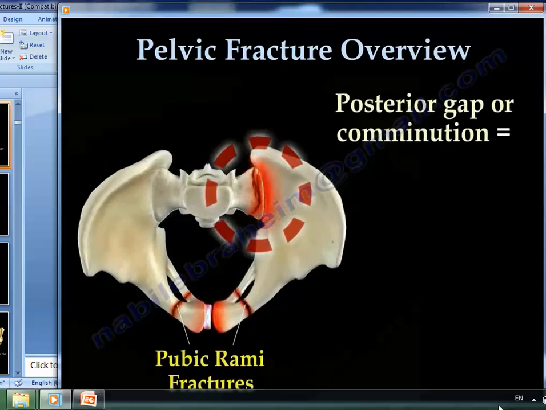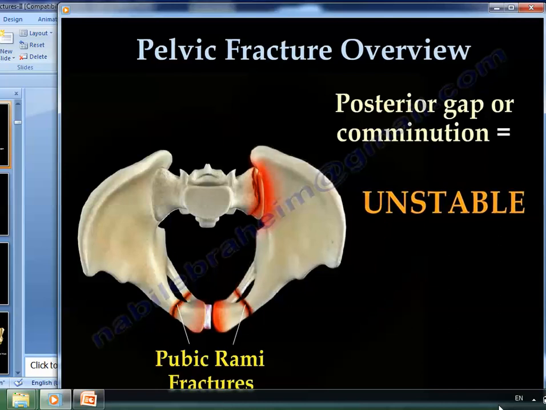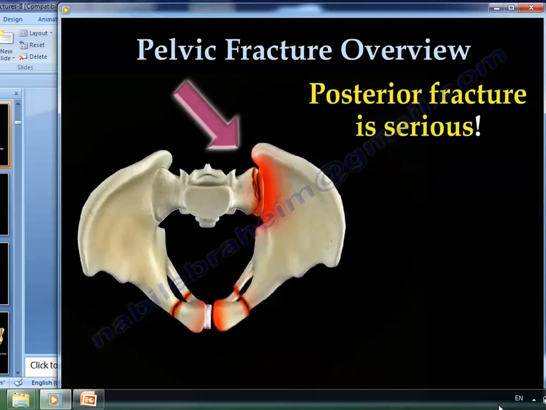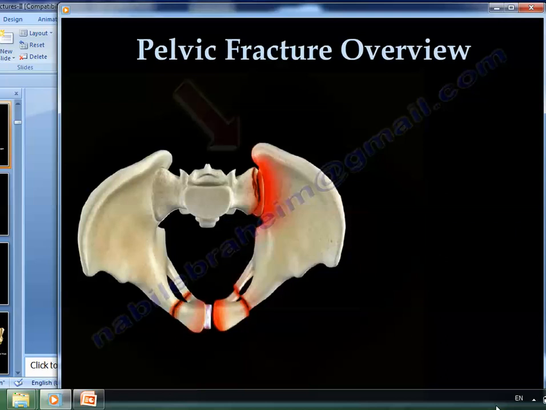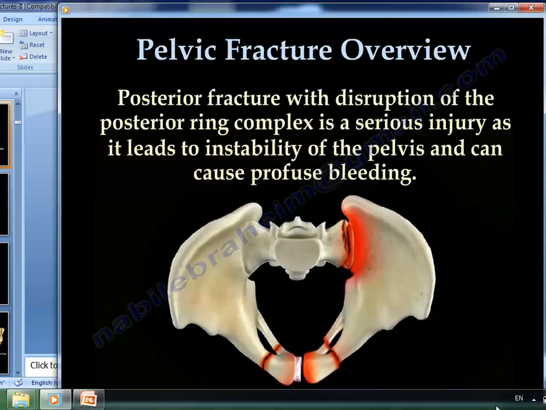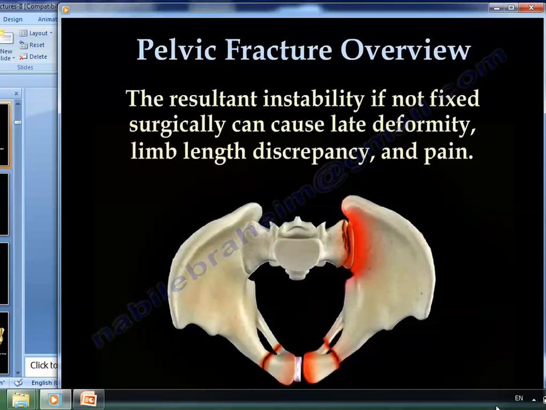Unstable pelvis will have a gap or comminution. The posterior fracture is serious. We need significant blood transfusion, we need surgery, and the outcome will be unpredictable. That posterior fracture is a serious injury that will lead to instability of the pelvis and a lot of bleeding. This bony instability, if it is not corrected surgically, can cause late deformity, limb length discrepancy, and pain.